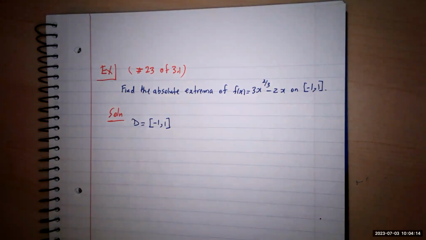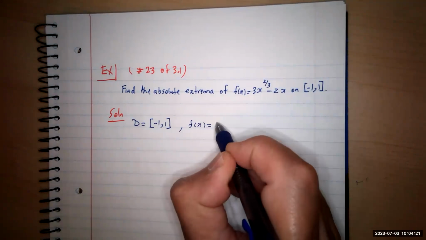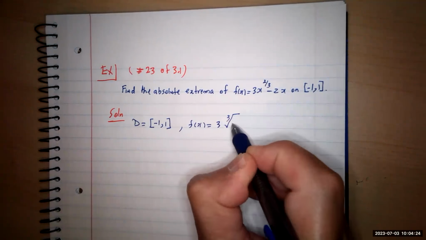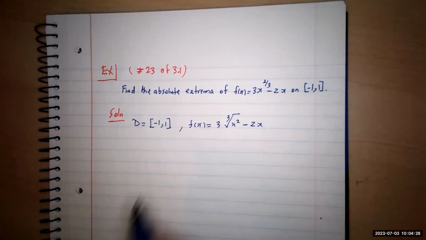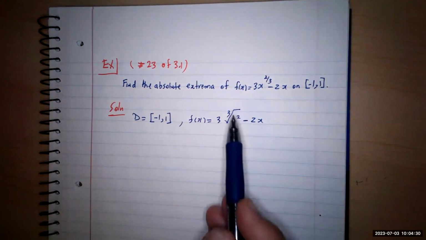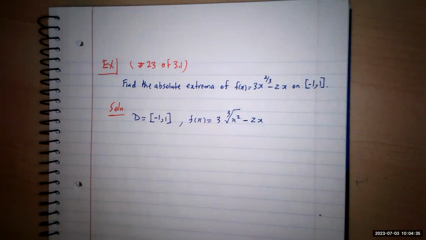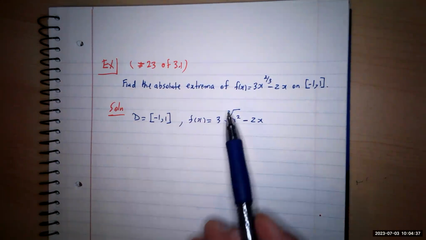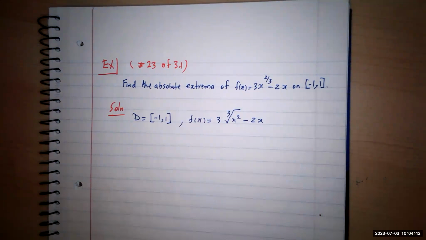If you want to find the actual domain, just remind you that this function we have to change. It's going to be 3 cube roots of x squared minus 2x. But we prefer to stay with this one. You know that over here the index is odd. So the actual domain of this function is all real numbers because the index is odd and this is x squared. But we stay with the given domain. Any question? So that's the first part, that you have to stay with the given domain.